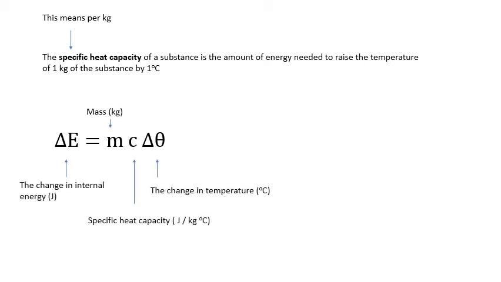In this equation, delta E is the change in internal energy. Delta means the change in. m is the mass in kilograms. c is the specific heat capacity, joules per kilogram degree centigrade. And delta theta is the change in temperature.